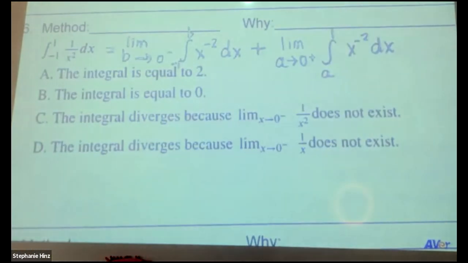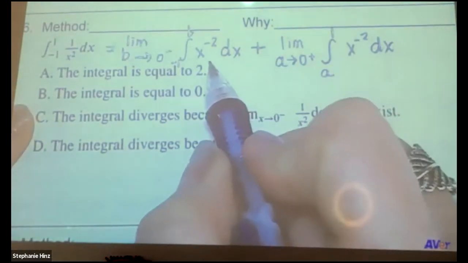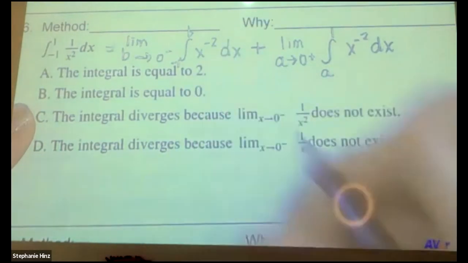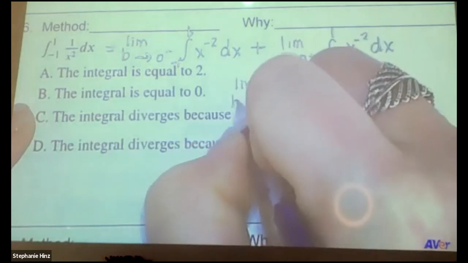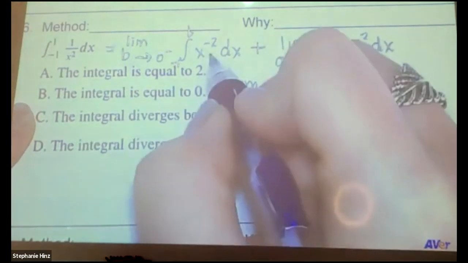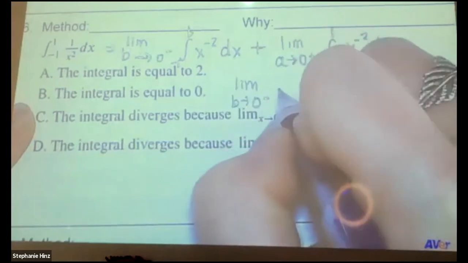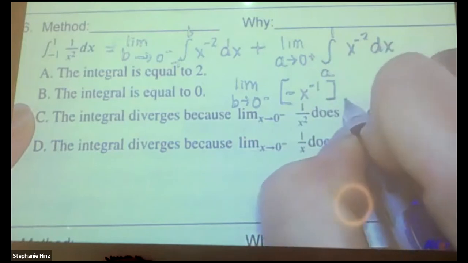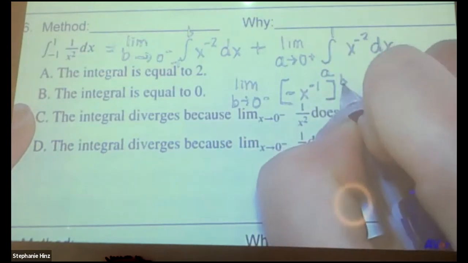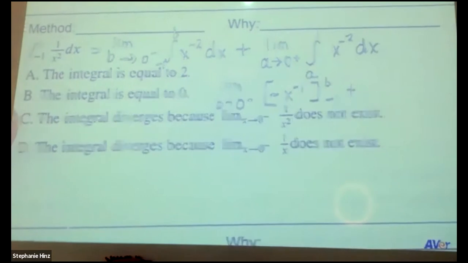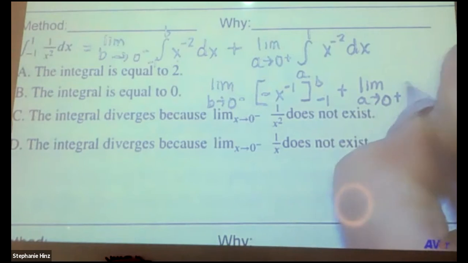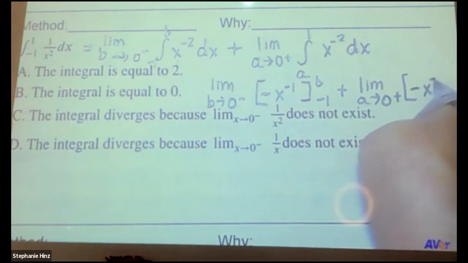So now we try and integrate this, and this is a nice, happy little thing to integrate because we don't have to use any fancy techniques. This is just a power rule. So I have the limit as b approaches 0 from the left. This is x to the -2. So that becomes -x to the -1. And we're evaluating that from -1 to b, plus, then we're going to do the limit as a approaches 0 from the right. Same deal, -x to the -1, and we're going from a to 1.